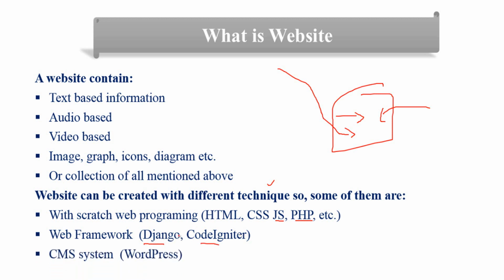Another is CMS-based, for example WordPress, Joomla, Drupal. Many other CMSs are also available on the internet, but WordPress is very widely used and famous in the world, and it is written in PHP. So you can also learn WordPress to create websites and web applications. I will open a web browser in which I will show you different examples of websites.